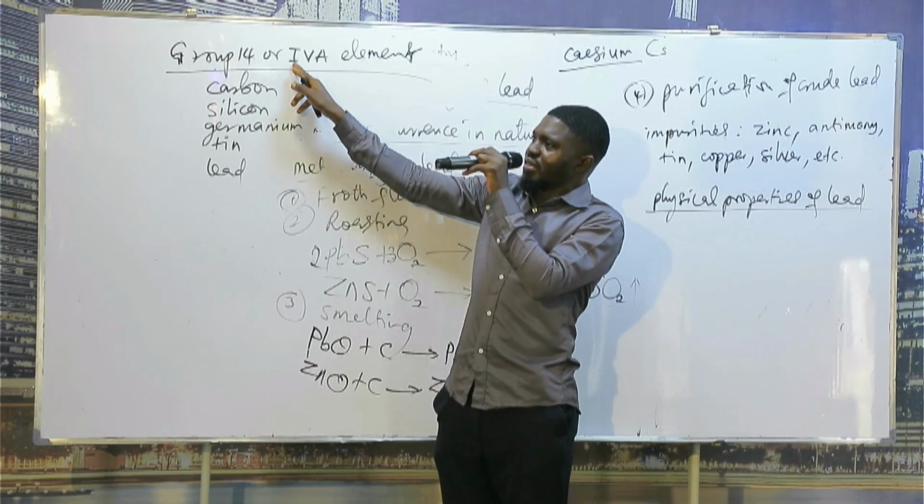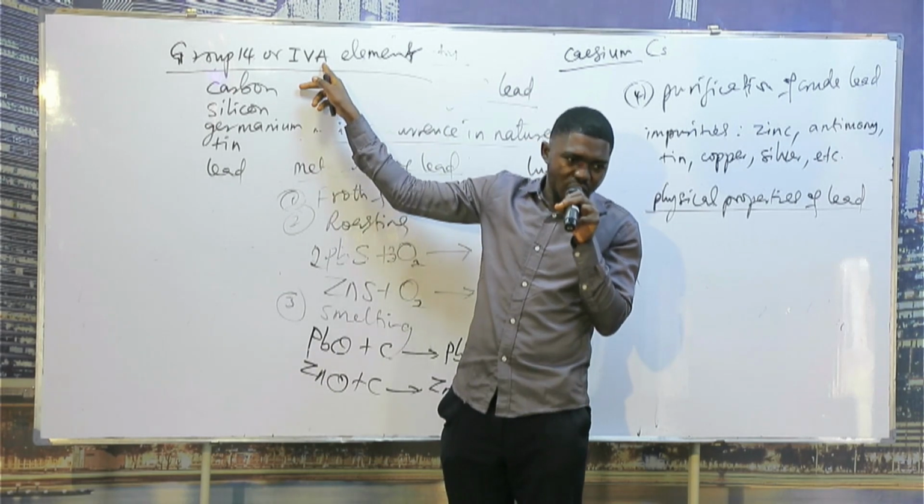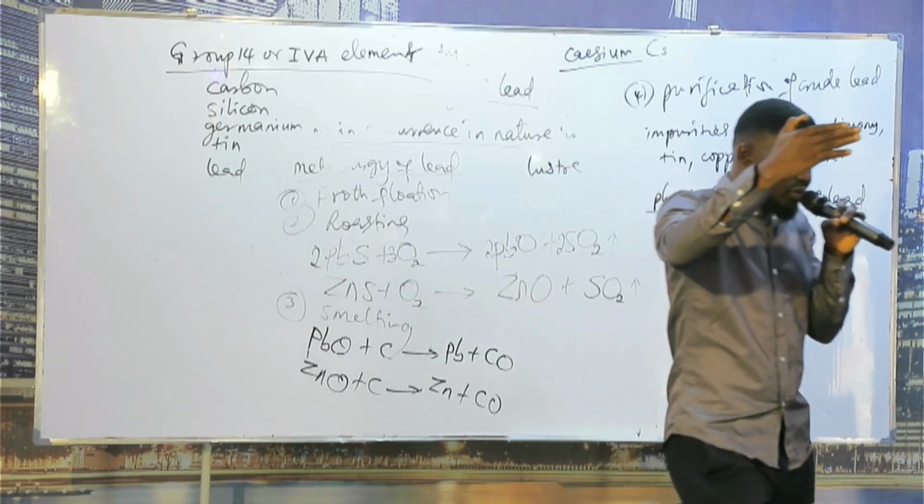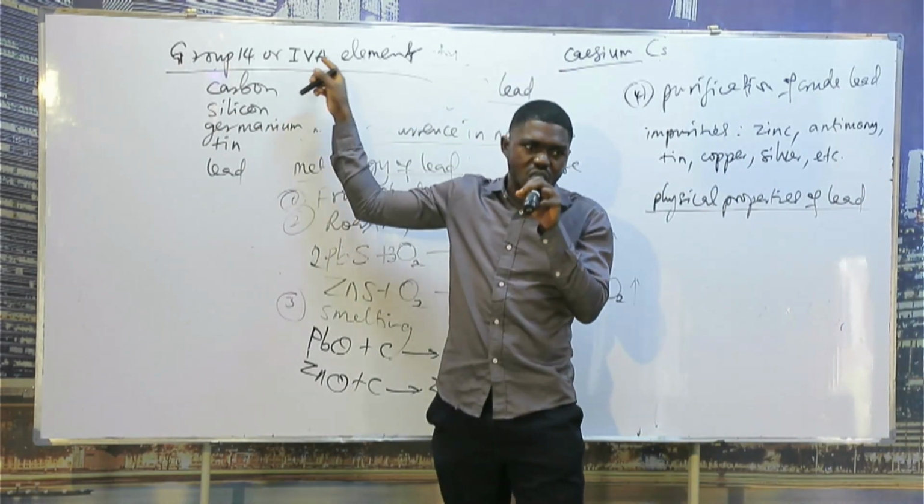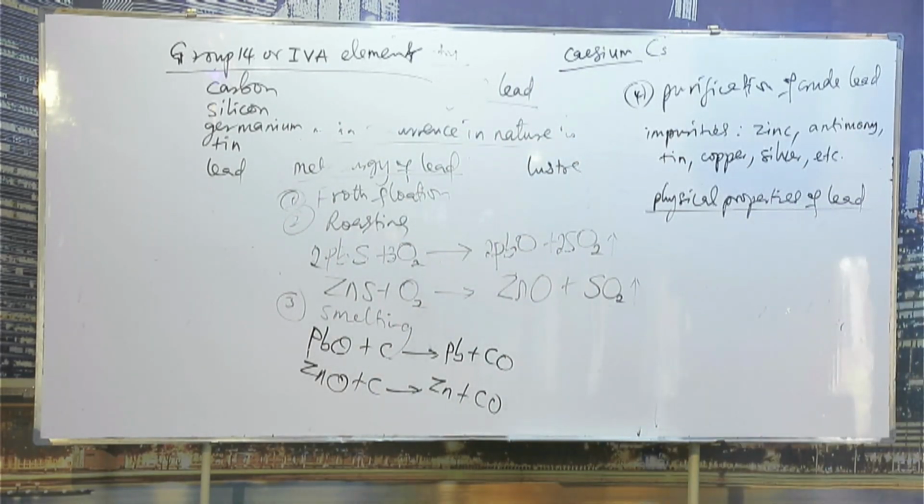If I'm using this numbering system, an alphabet A or B must go with it. You use B if it is a d-block element, but you use A if it is an s-block or p-block. In the periodic table, you have representative elements and d-block elements. The elements in the middle are called transition elements. What does transition mean? In between.